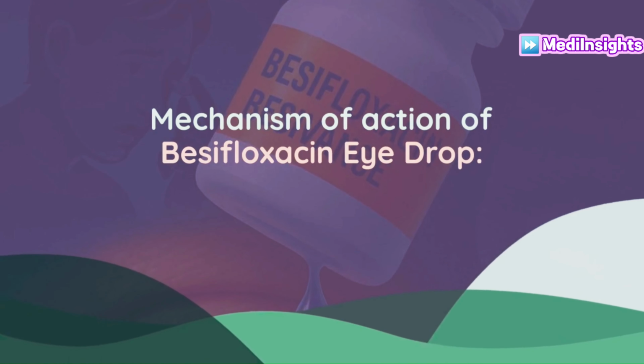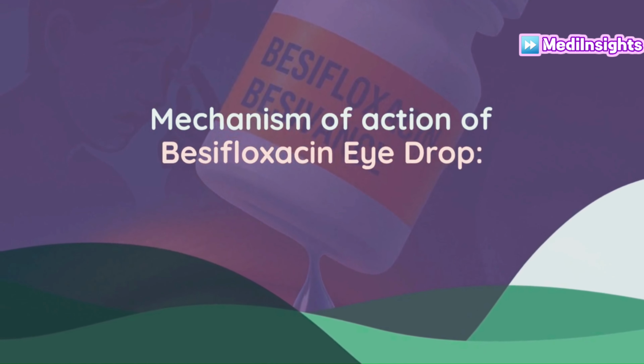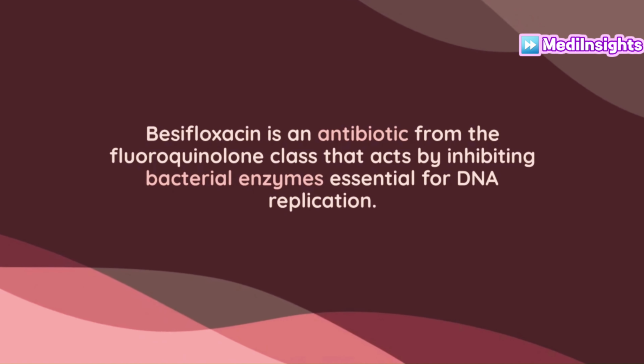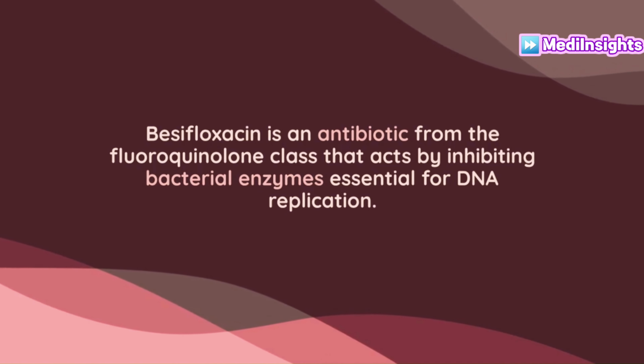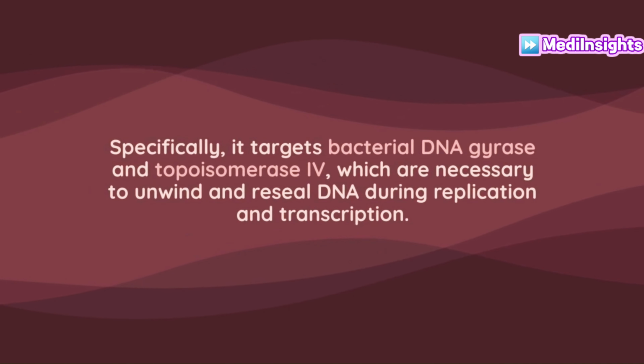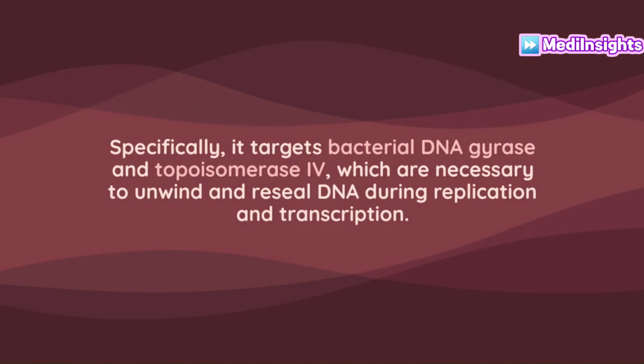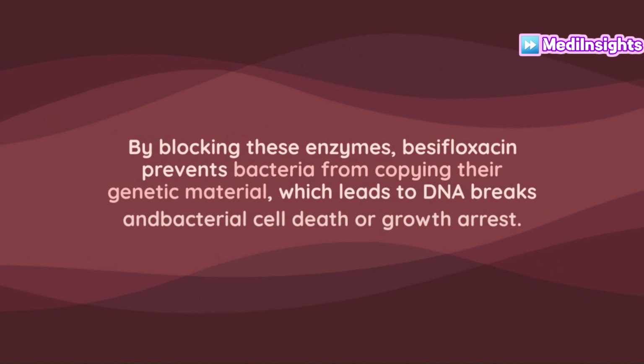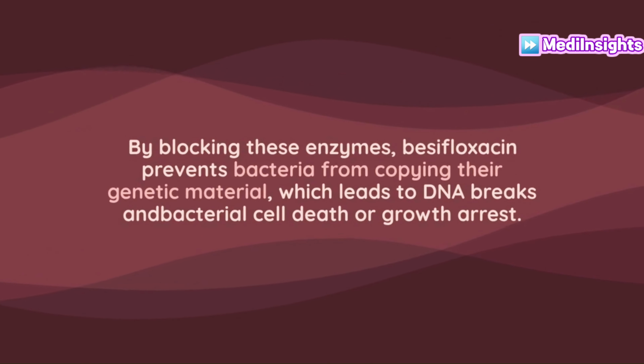Here's an easy explanation of Besifloxacin's action. Besifloxacin is an antibiotic from the fluoroquinolone class that acts by inhibiting bacterial enzymes essential for DNA replication. Specifically, it targets bacterial DNA gyrase and topoisomerase 4, which are necessary to unwind and reseal DNA during replication and transcription. By blocking these enzymes, Besifloxacin prevents bacteria from copying their genetic material, which leads to DNA breaks and bacterial cell death or growth arrest.